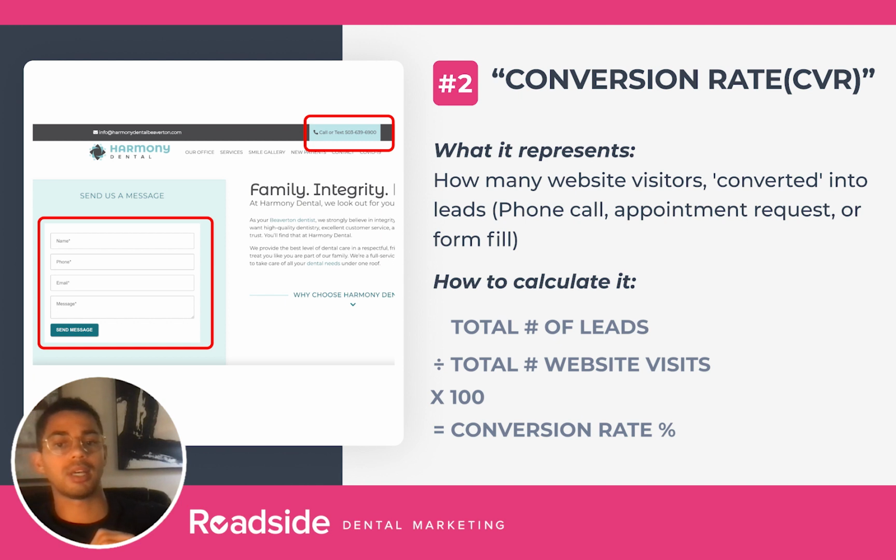Right, so the next marketing metric to look at is your conversion rate. What this represents is how many of your website visitors, when someone goes to your website, actually turn into leads, which can be phone calls, appointments, or any kind of filling out of a form, right? The way that you calculate that is pretty simple. You just take the total amount of leads you got, divide that by the total amount of website visitors you got, times that by 100, and it will give you your conversion rate percentage.